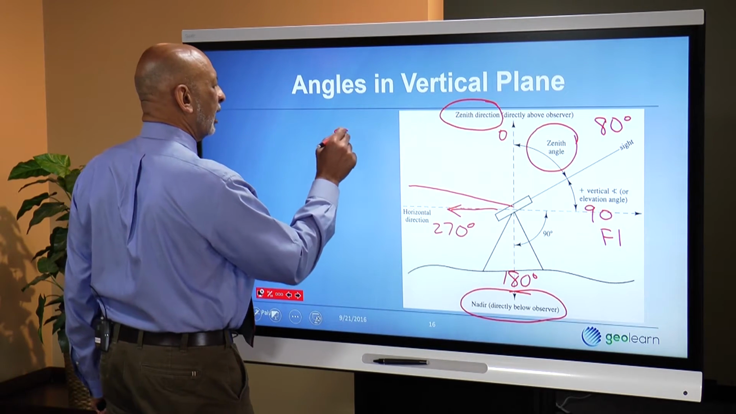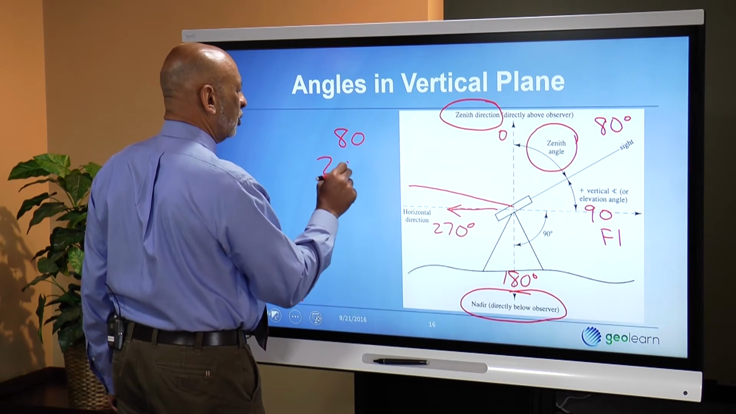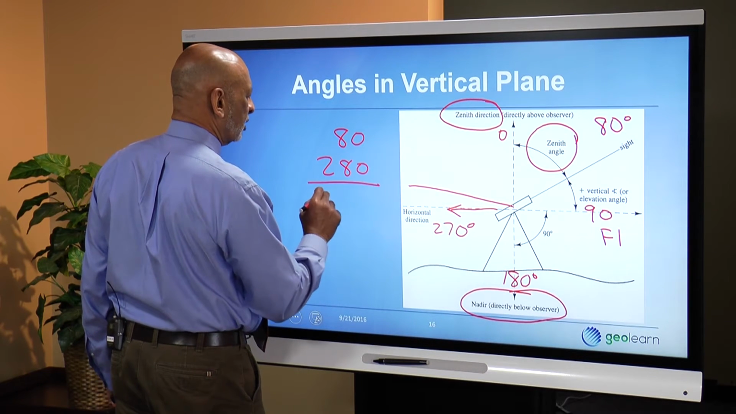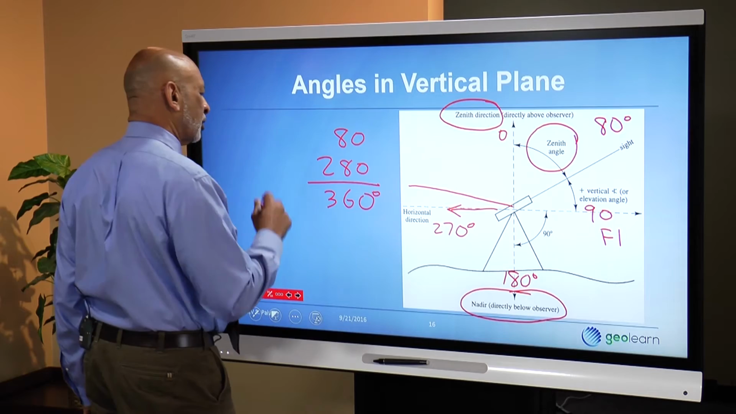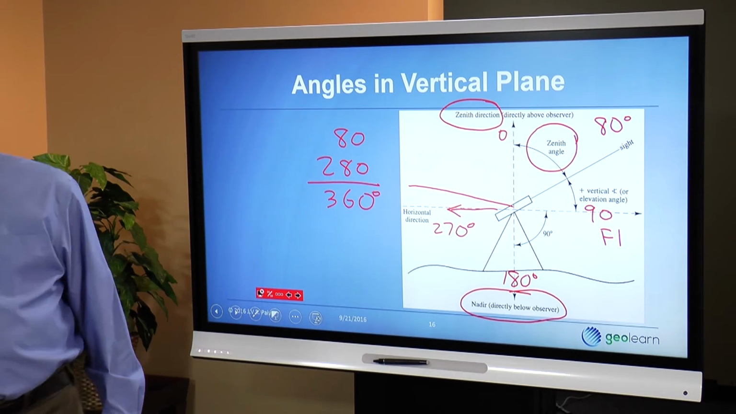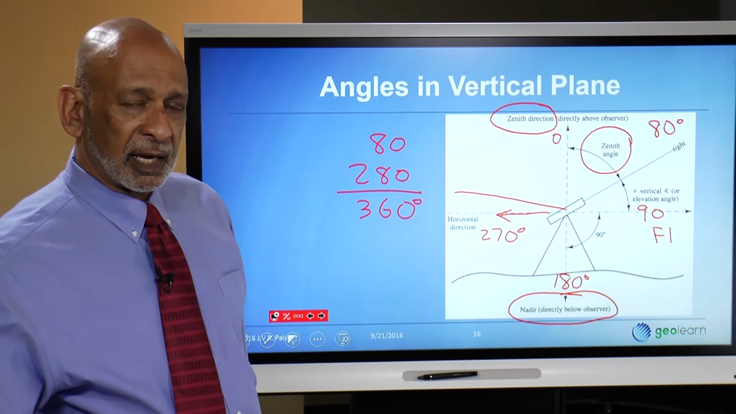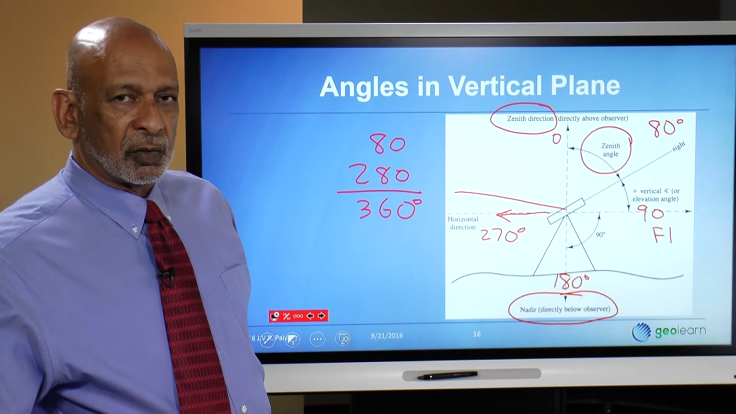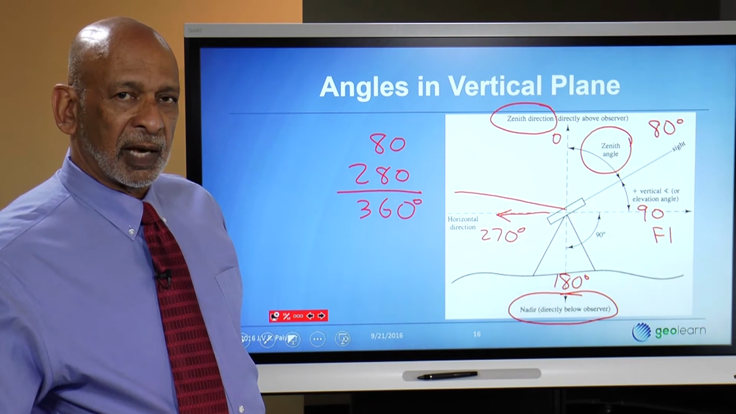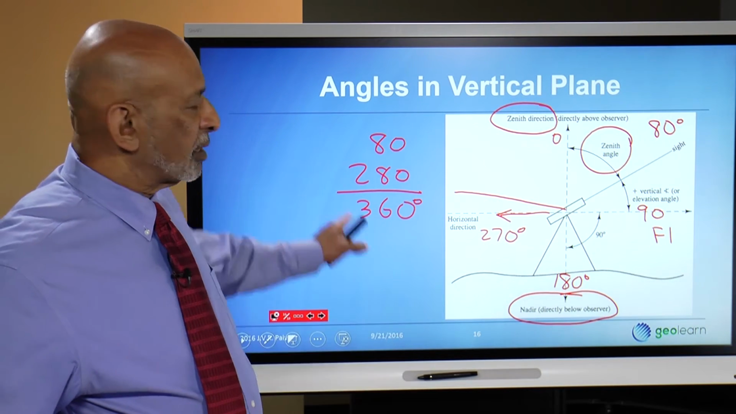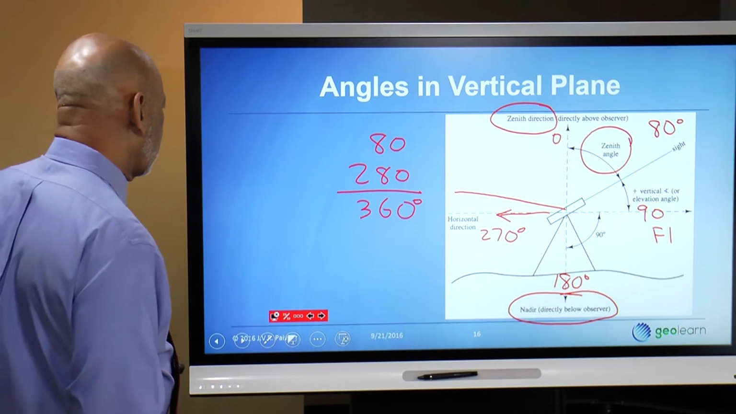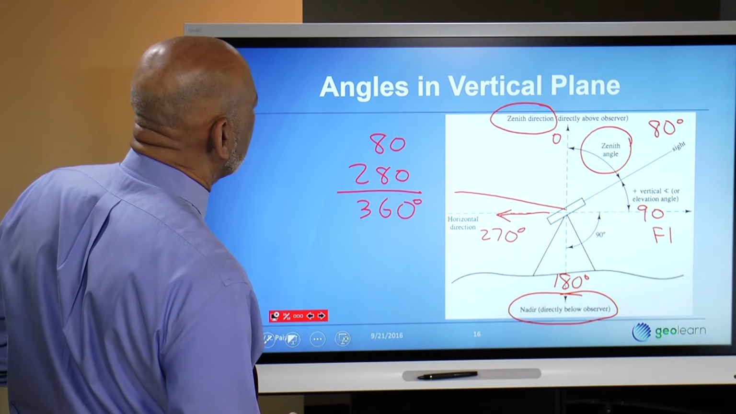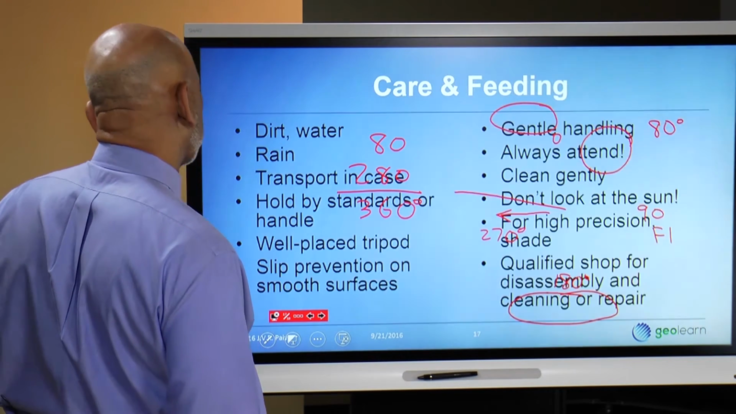So if I write 80, and if I write 280, and I add these up, you notice they come out to 360 degrees. So it turns out there's a check you can do whenever you observe zenith angles in the vertical plane. You take the phase 1 reading, you add it to the phase 2 reading, and see how close they come up to 360 degrees. And we'll talk more about these as we get more into the techniques.